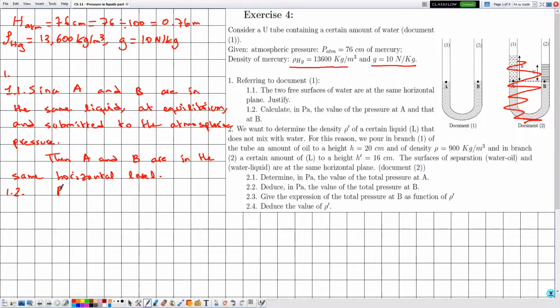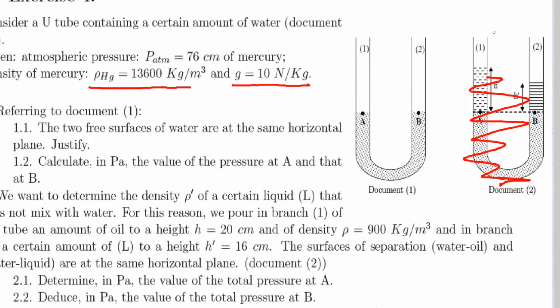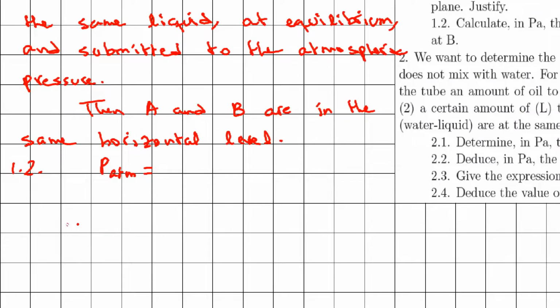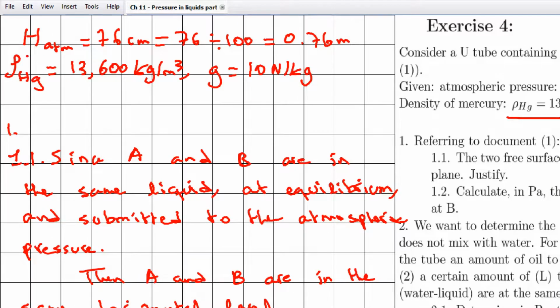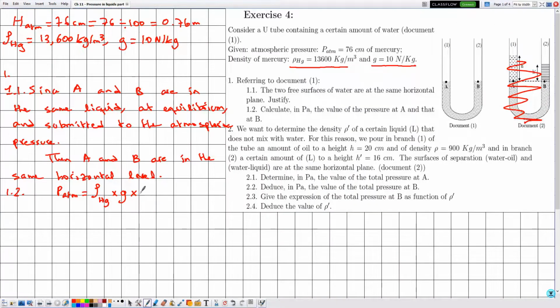pressure. So here the atmospheric pressure is equal to 76 centimeters of mercury, which means that it is related to a liquid, and it is the pressure due to a liquid which is given by the density of the liquid, rho L, multiplied by G multiplied by H. And here the liquid is mercury, so it's the density of mercury multiplied by the value of G and multiplied by the depth or the height. Which height? In particular the atmospheric height, since we are calculating the atmospheric pressure.